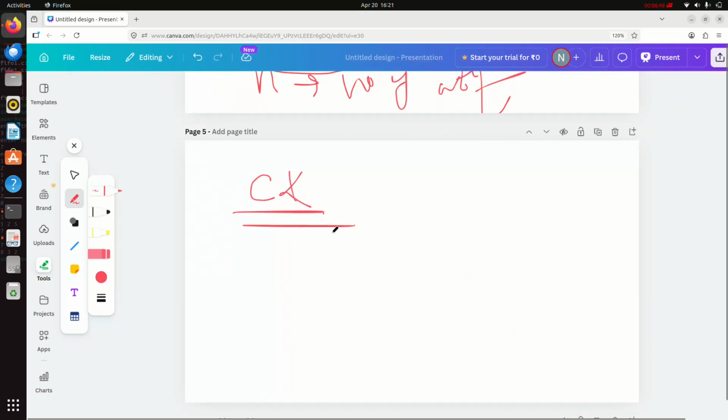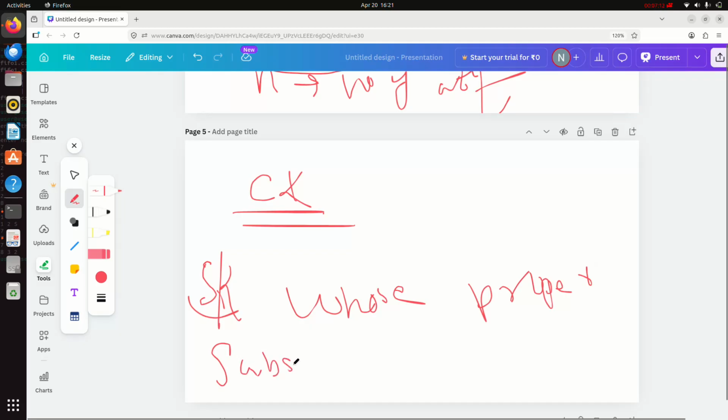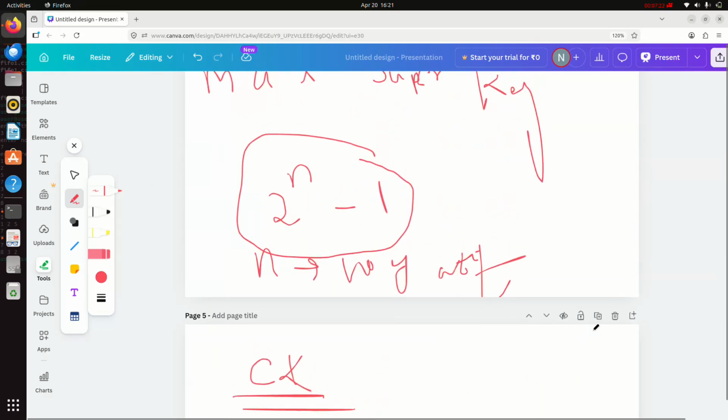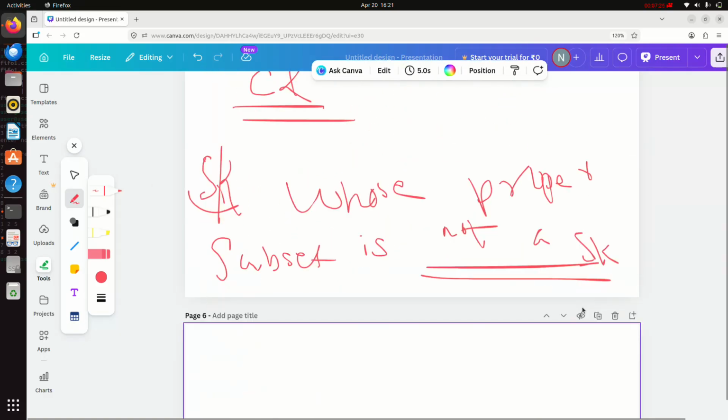Candidate key is a minimal super key. A super key whose proper subset is not a super key. The formal definition is that a candidate key is a super key whose proper subset is not a super key. That means a super key whose proper subset is not a super key is called a candidate key.